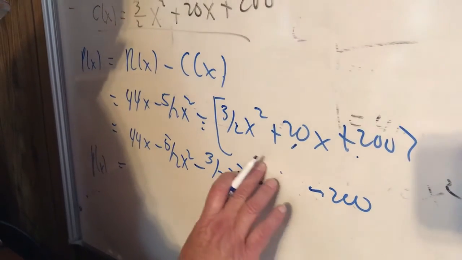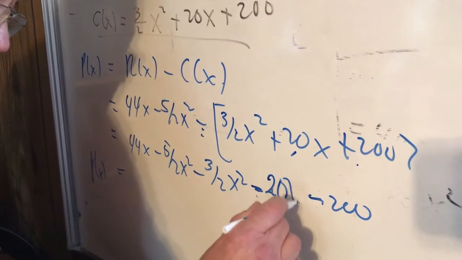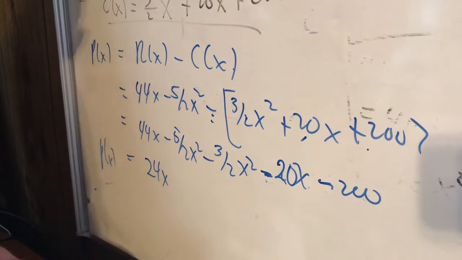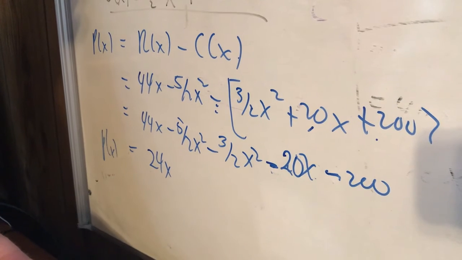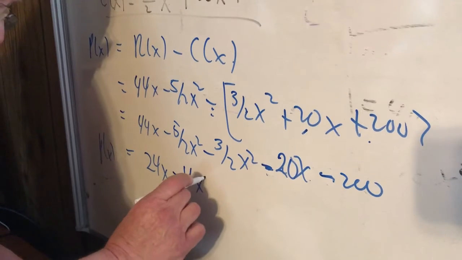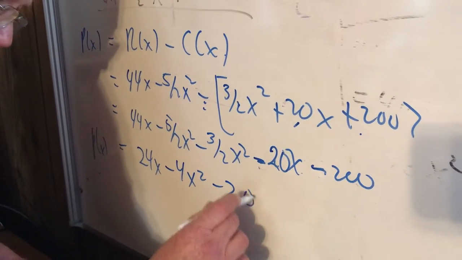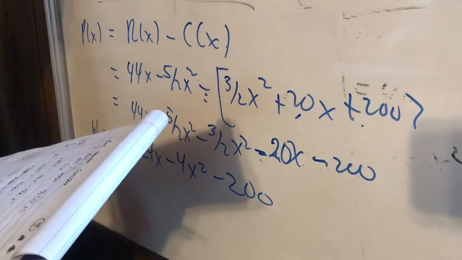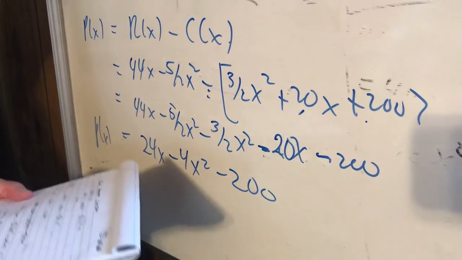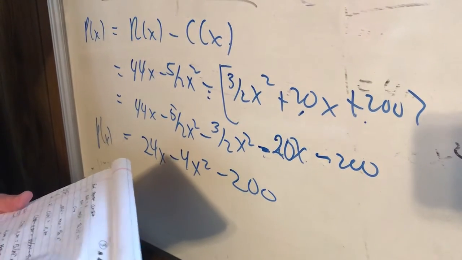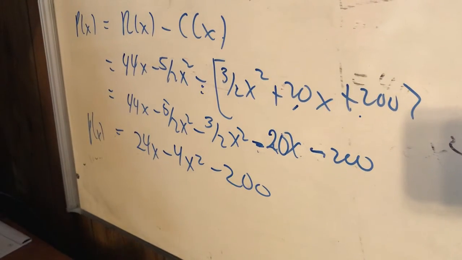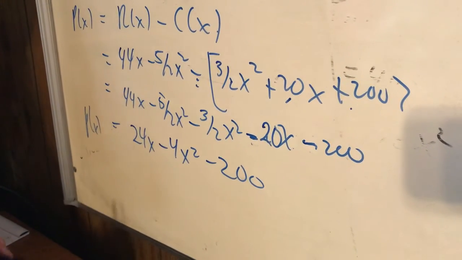Okay, so this is 20x, make it a little bit clearer. 44 minus 20x can be 24x. Minus 5/2 minus 3/2 x is minus 8/2, it's minus 4x squared, minus 200. And that represents my profit function. Okay, 24x, right. Okay, now they wanted you to find the value of x that maximizes profit.